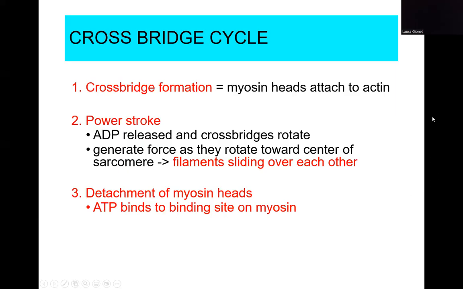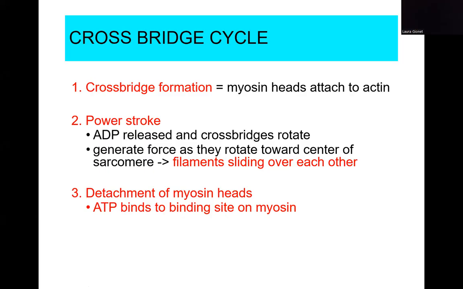Okay, so I like that because it shows how the impulse is traveling in the transverse tubules and how we're going to release calcium from the sarcoplasmic reticulum. Love that. Okay, so now we're going into the cross bridge cycle. Cross bridge formation is when myosin attaches to actin, like I just showed you in that other diagram. Right? The power stroke is when you row your oars in the water, so to speak.